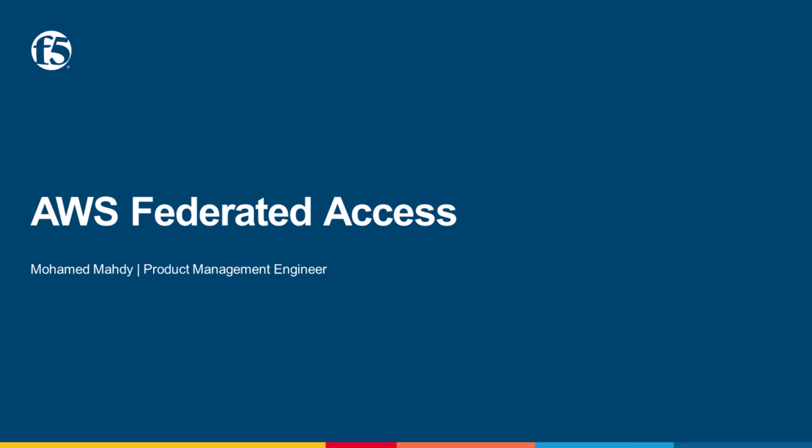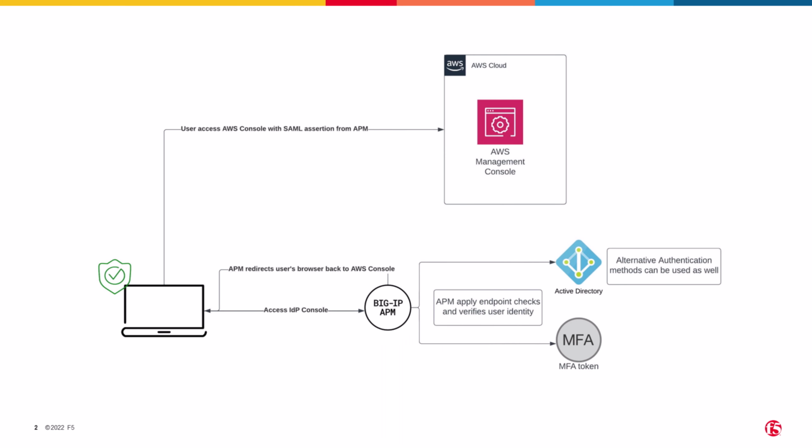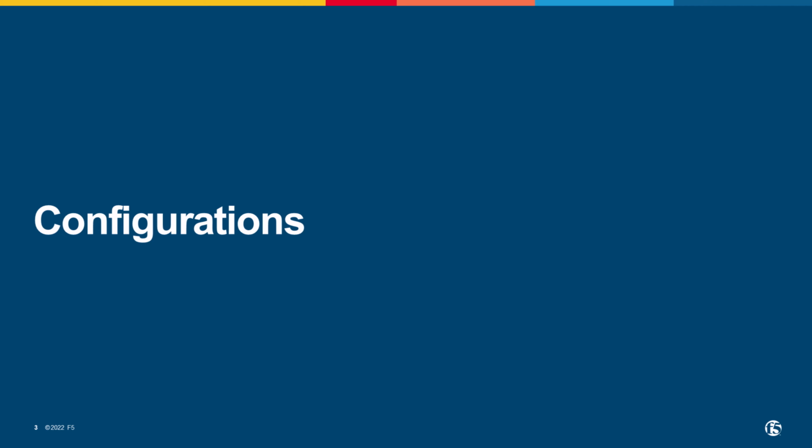Hello everyone, this is Mohammed, and today we'll go through the implementation of AWS Console Federated Access, where F5 APM will act as an identity provider.